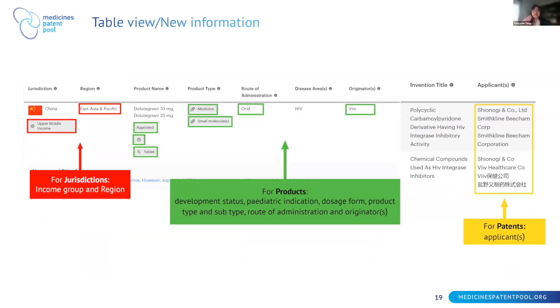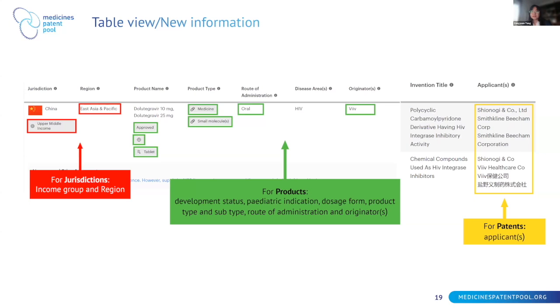And here is a view, an example: if you search for dolutegravir and the patent situation in China, comparing with the previous version of MedsPaL in 2016, the new version will be able to display more information. Here we categorize them for jurisdiction. Now we also have income group and region. And for products, we have new information such as development status, dosage form, product type, and route of administration.